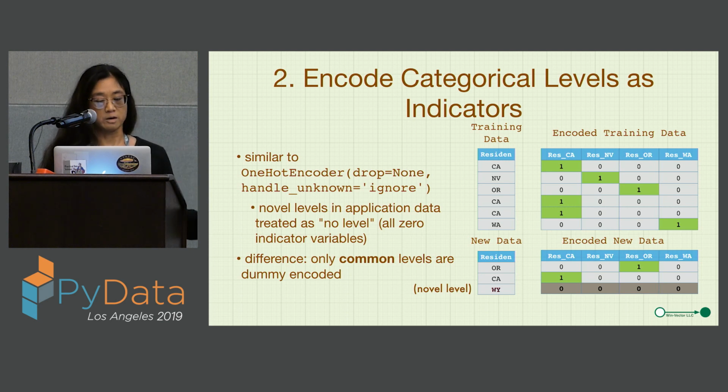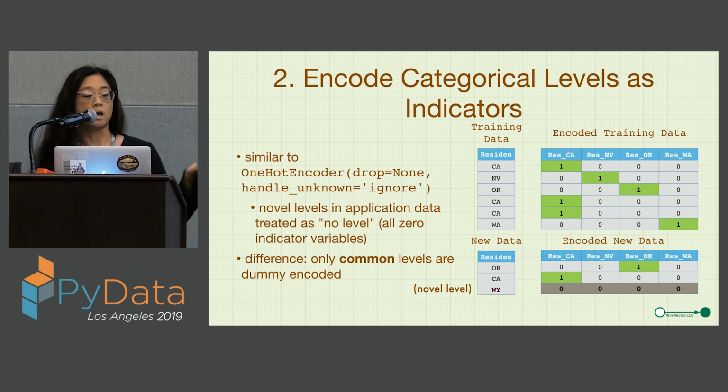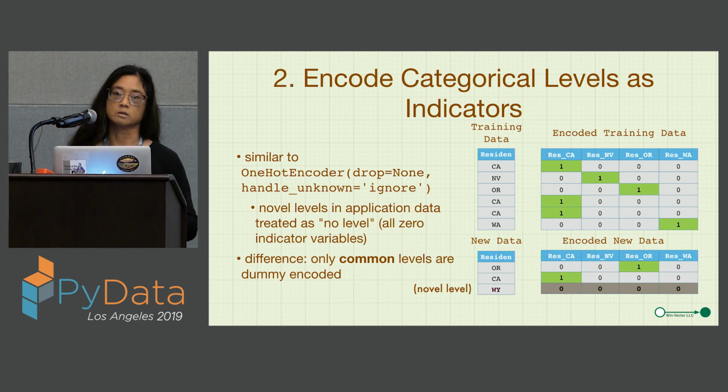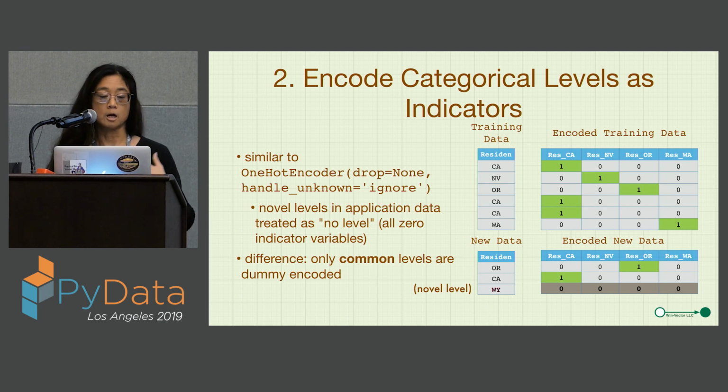For those of you who are not familiar with handle unknown equals ignore, it allows the one-hot encoder to gracefully handle novel levels. So for example, if you have a data set of customer data and one of the features that you want to use is the state of residence, and let's say that the training data has only customers from 4 states, California, Nevada, Oregon, Washington, the one-hot encoder and vtreat will basically turn those 4 states into 4 indicator variables. And those are the only states that the model will know about when you train a model on that data.